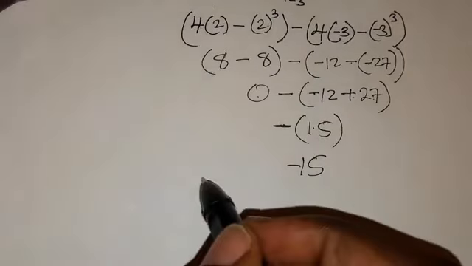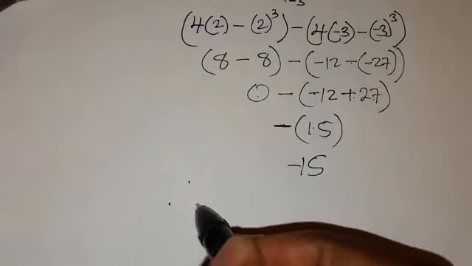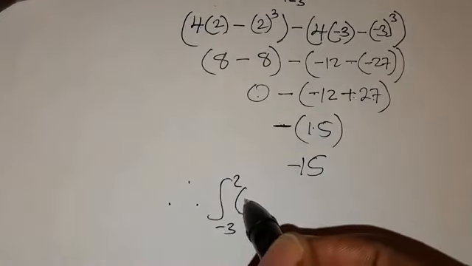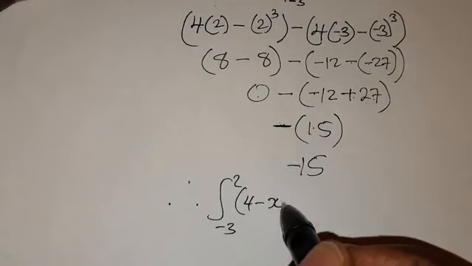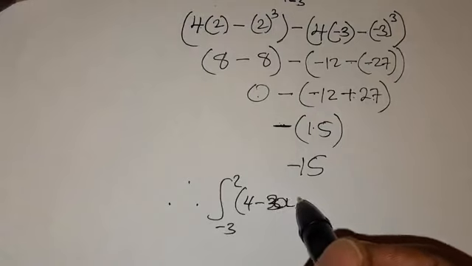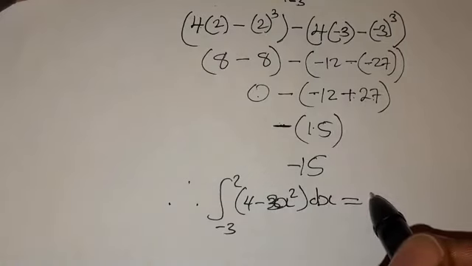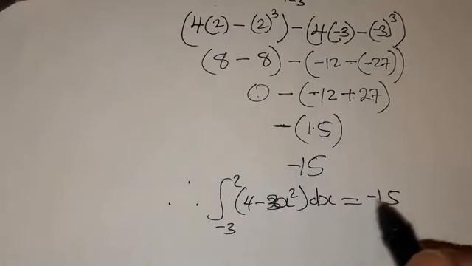We conclude and say, therefore, the integral from -3 to 2 of 4 minus 3x squared dx is equal to -15.